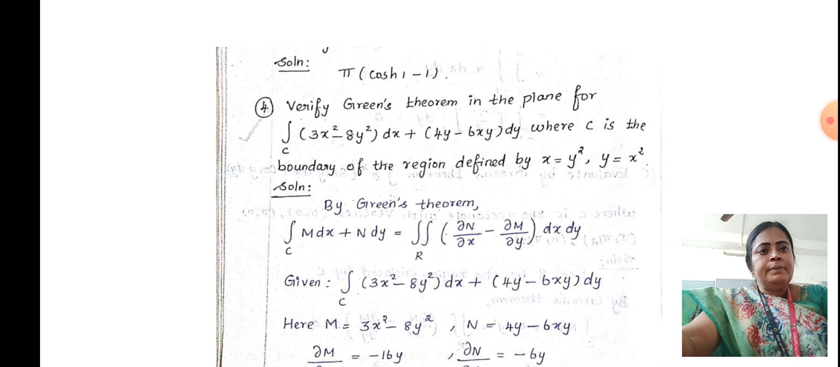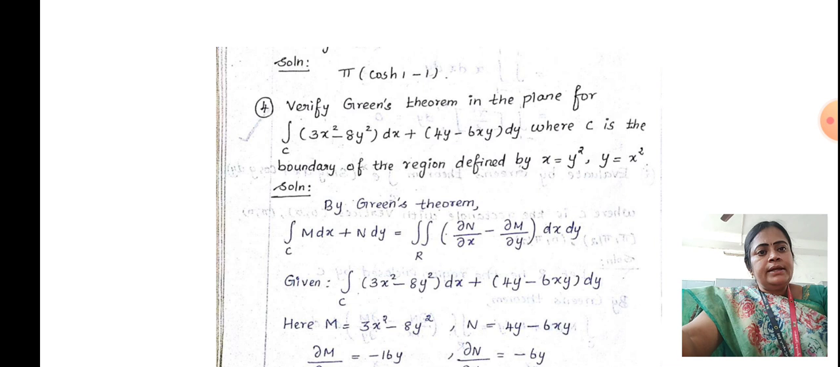Verify Green's theorem in the plane for the integral over C of (3x square minus 8y square) dx plus (4y minus 6xy) dy, where C is the boundary of the region defined by x equal to y square and y equal to x square. If you want to verify Green's theorem, you have to verify both left hand side and right hand side. First find the left hand side and the right hand side separately. Check whether the answers of both sides are equal.